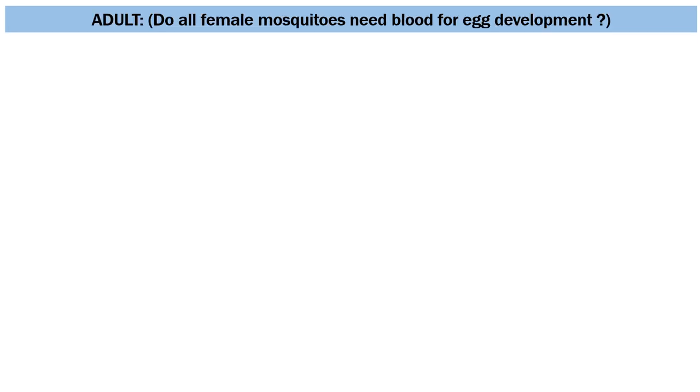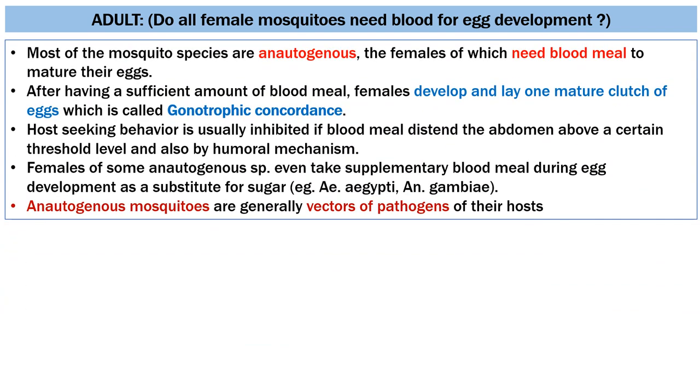Again, question comes, do all female mosquitoes need blood for egg development? The answer is no. The obligately autogenous mosquito species do not need blood for egg development. But most of the mosquito species are anautogenous, the females of which need blood to mature their eggs.